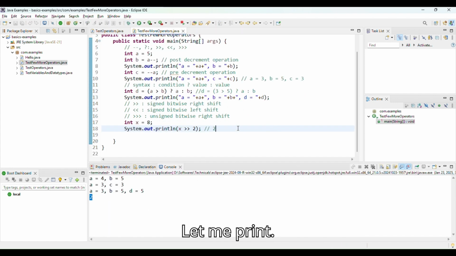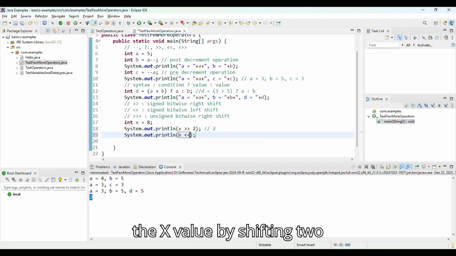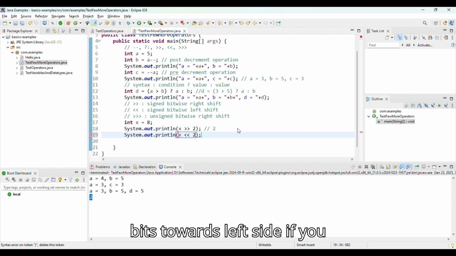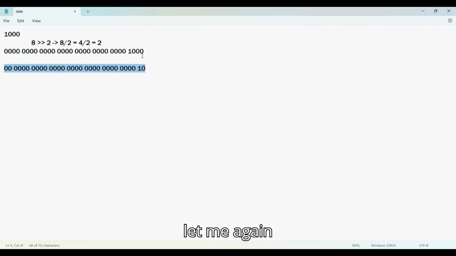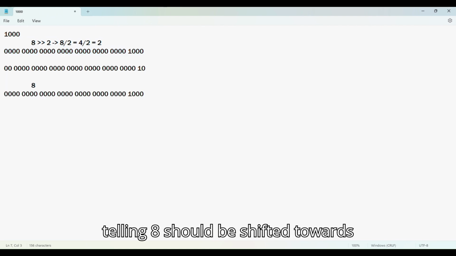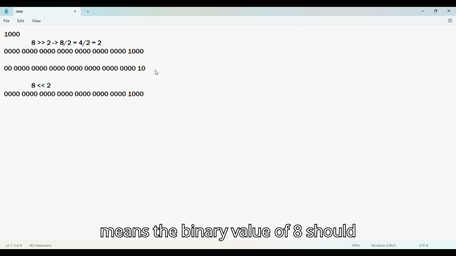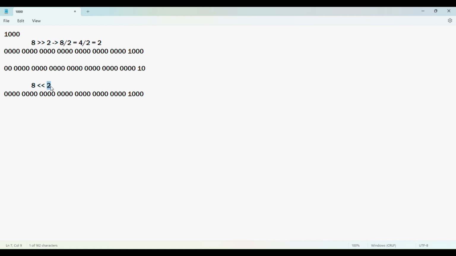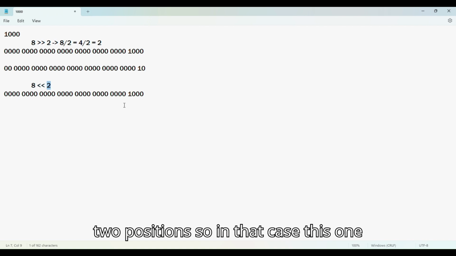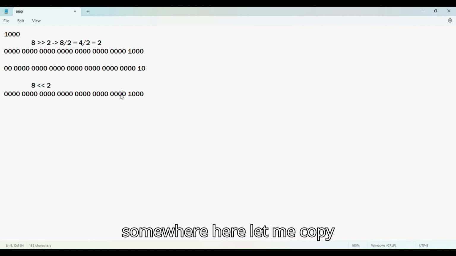Let me print the x value by shifting 2 bits towards left side. If you are shifting towards left side, how it works is, let me again take these 32 bits. So this time we are telling 8 should be shifted towards left side with 2 bits, meaning the binary value of 8 should be shifted towards left side 2 positions.